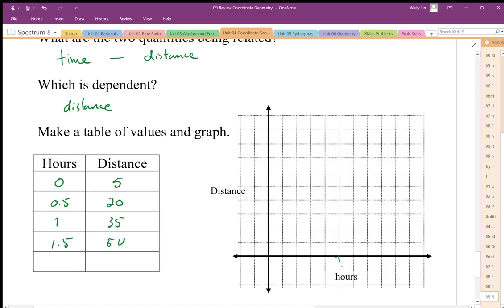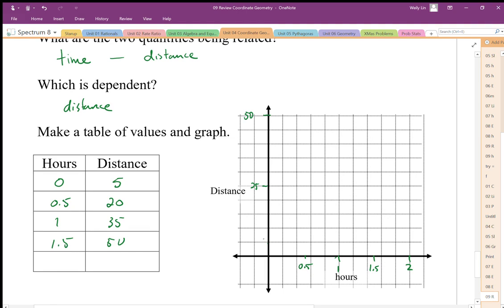Okay, so I'm going to mark my increments here. So this is going to be 1 hour. Let's say that's going to be 2 hours. Okay, so that's going to be 1.5 and 1.5 here. My distance we'll do in 5, so let's say that's 25, and let's say that's 50 kilometers. Okay, and we can plot our points here.